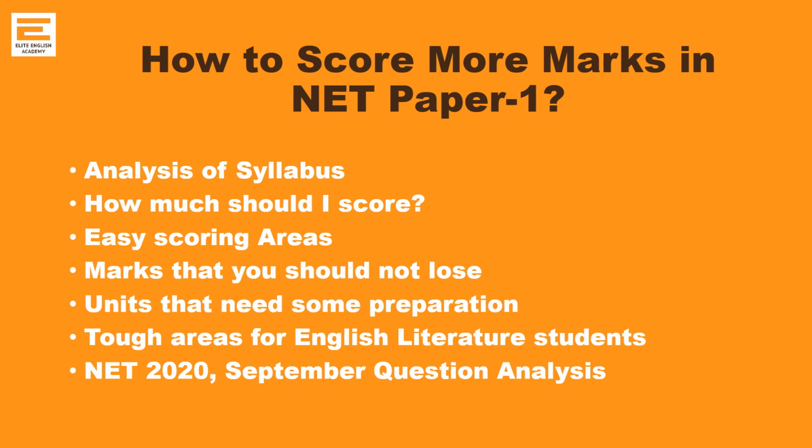So the best thing you can do is, if you score more marks in paper 1, definitely you can get through that margin. So now I'm going to analyze the syllabus, in which you can understand what the easy scoring areas are, especially for English literature students, what the time consuming areas are, what the areas are in which you should not lose marks, and what the units are in which you can just skip one or two questions so that you can save time for other units.